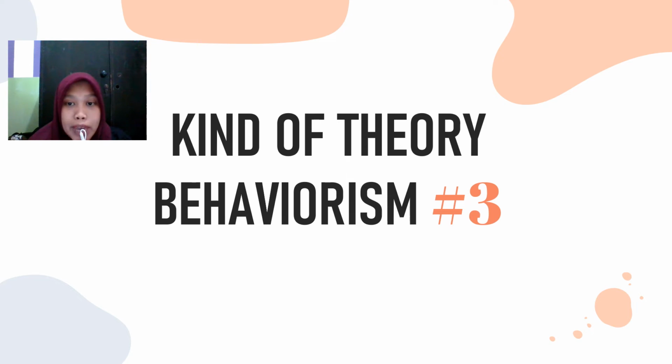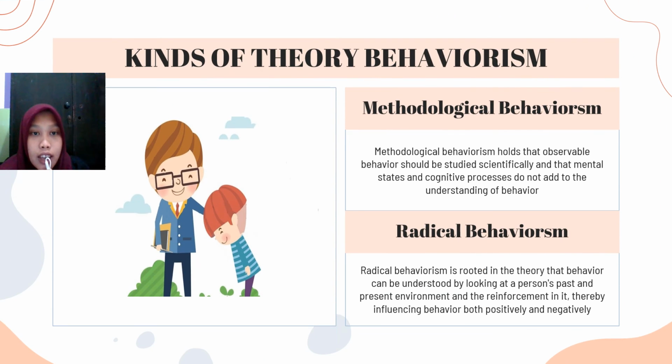Let me explain about the kinds of theory of behaviorism. There are two kinds of the theory of behaviorism. The first is methodological behaviorism. The second is radical behaviorism. Methodological behaviorism holds that all observable behaviors should be studied scientifically and that mental states and cognitive processes do not add to understanding of behavior.